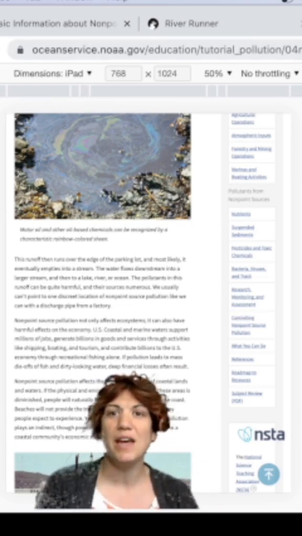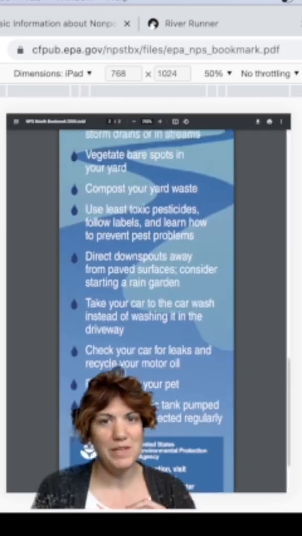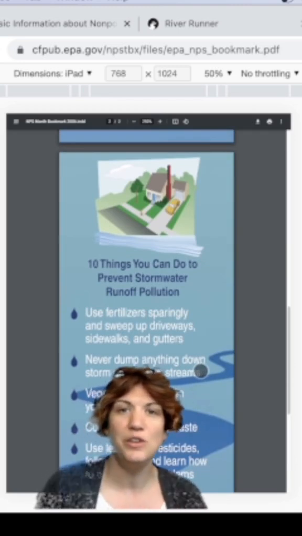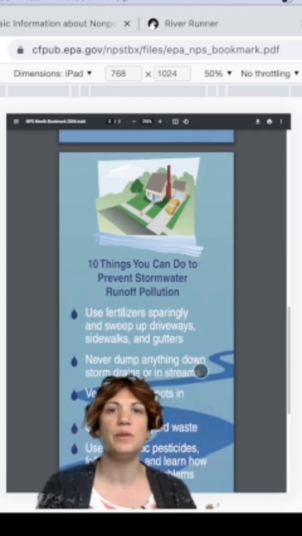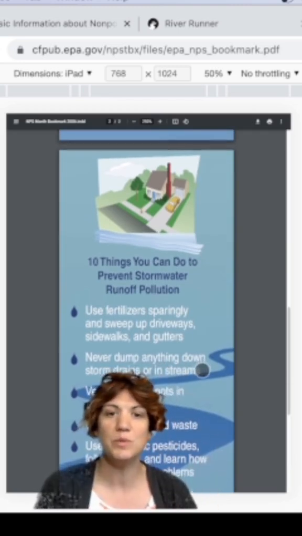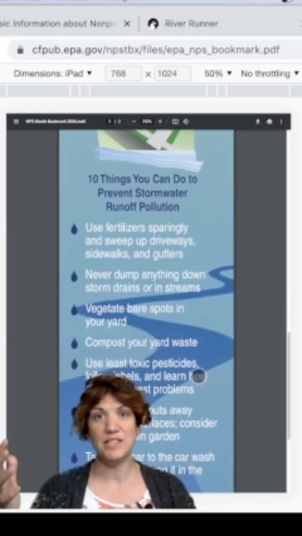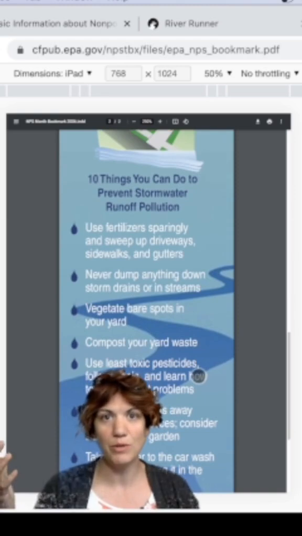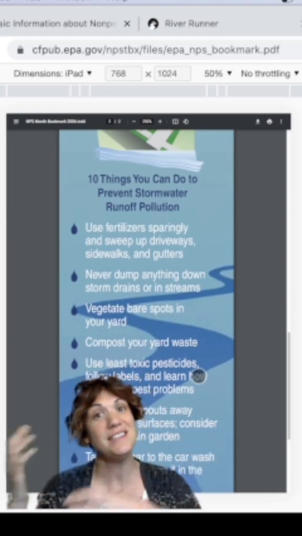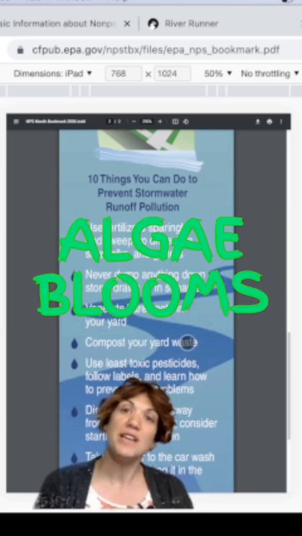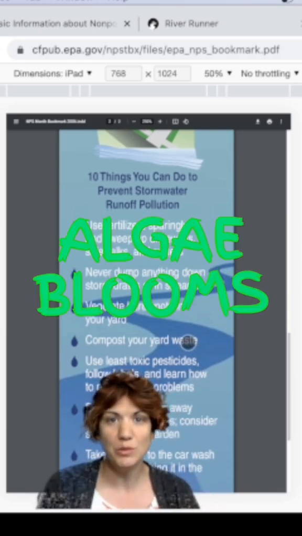So how can we do that? If you look at a handy bookmark from the EPA, it shows you 10 things that you can do to prevent stormwater runoff pollution, which is the same thing as non-point source pollution. For example, use fertilizers sparingly so that we don't cause excess plant growth, which in this case is algae. If you don't use extra fertilizers, we won't have as many algal blooms.